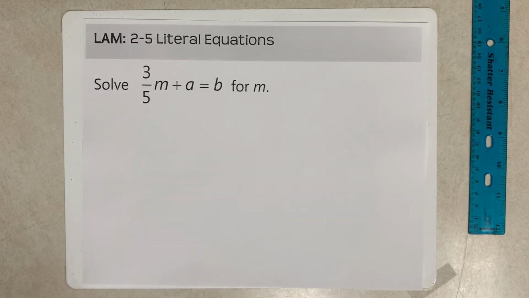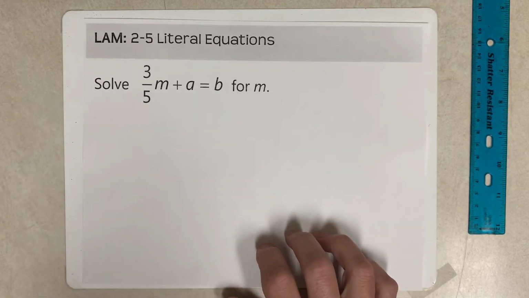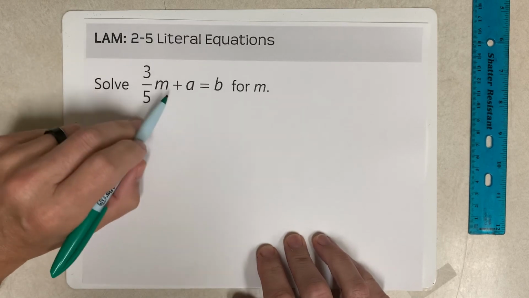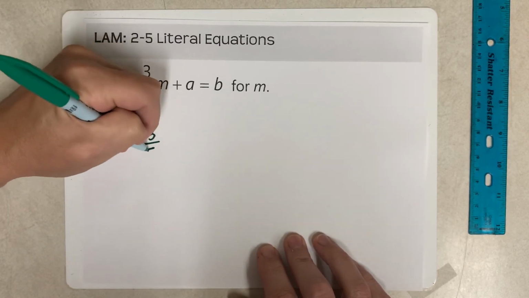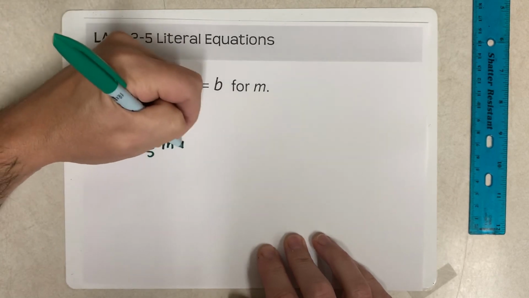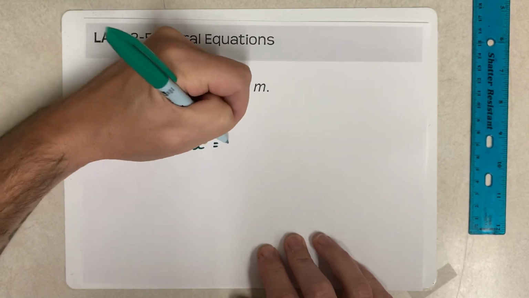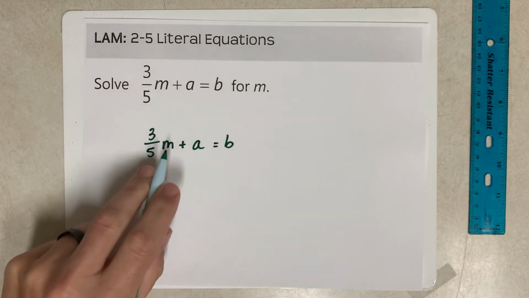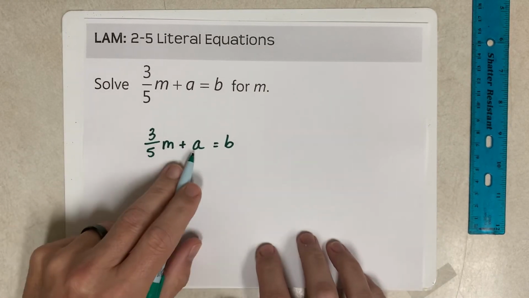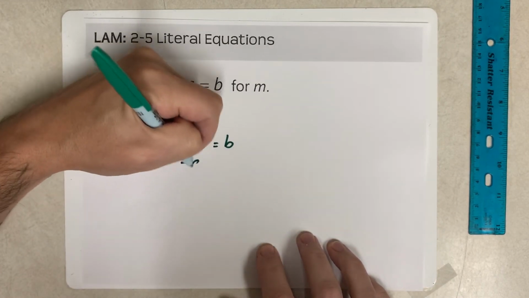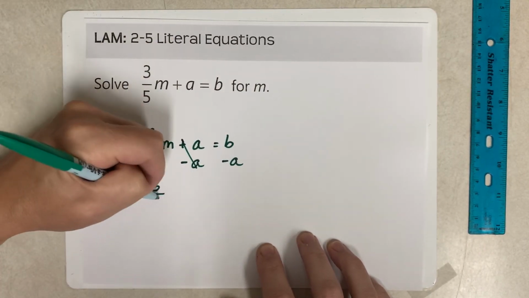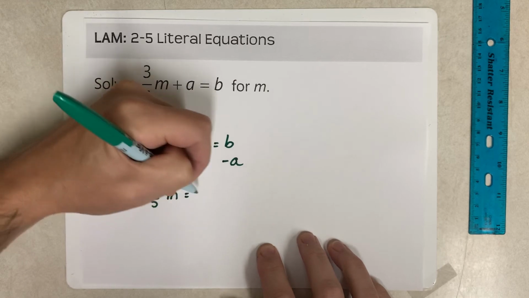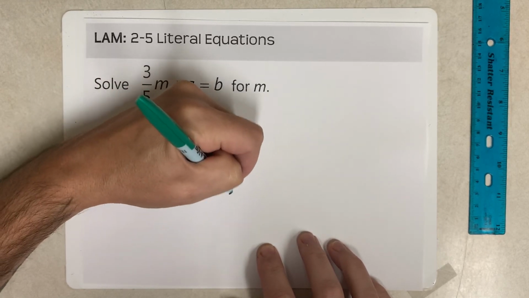Okay, here we have actually 1, 2, 3 variables, and we need to get rid of everything but the M. So we have 3/5 M plus A equals B. All right, so to get rid of everything but M, we need to get rid of A first. So minus A minus A. So we have 3/5 M equals B minus A.